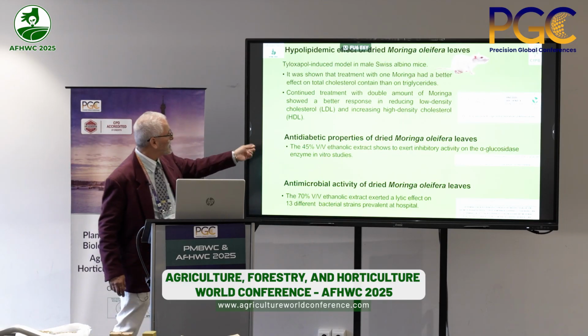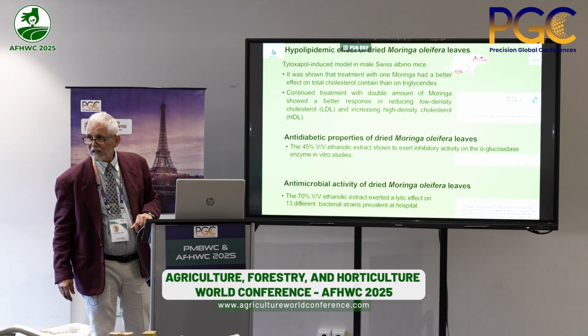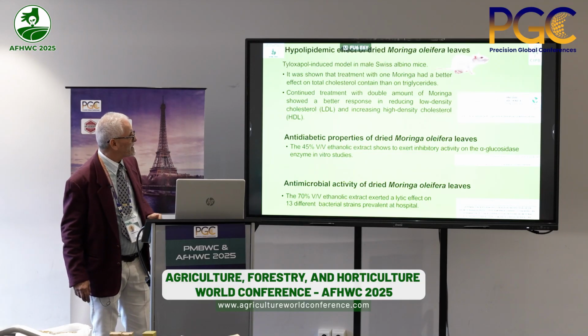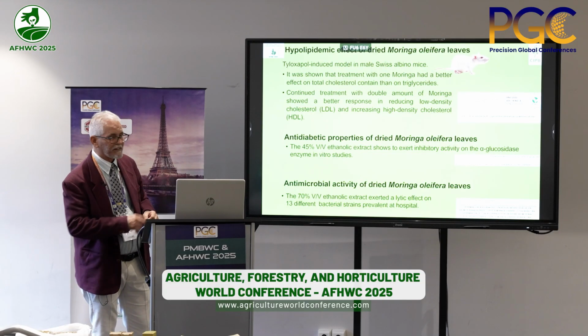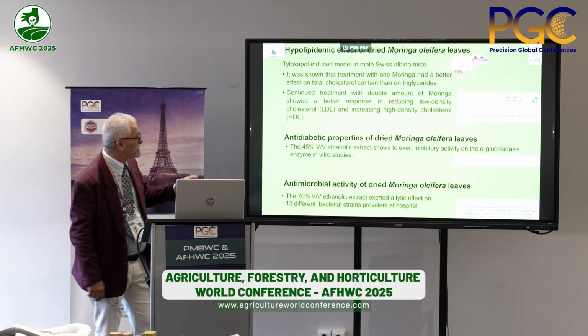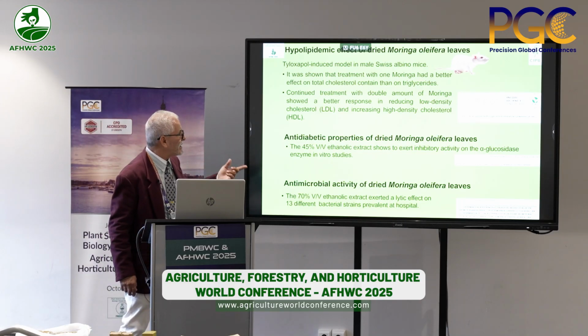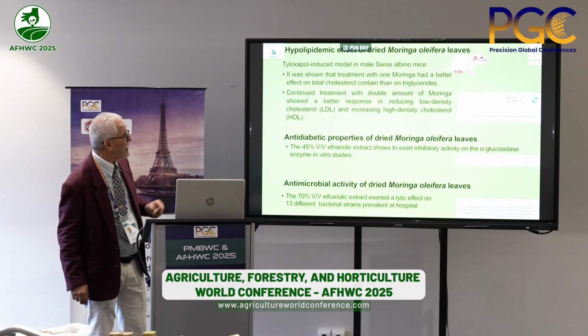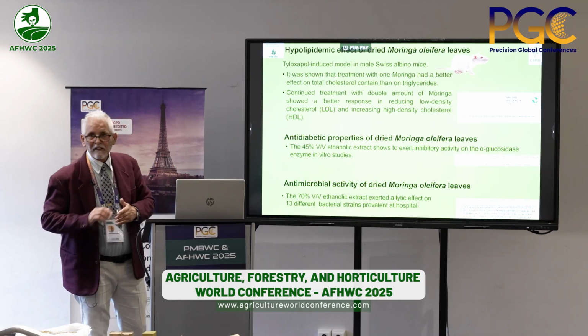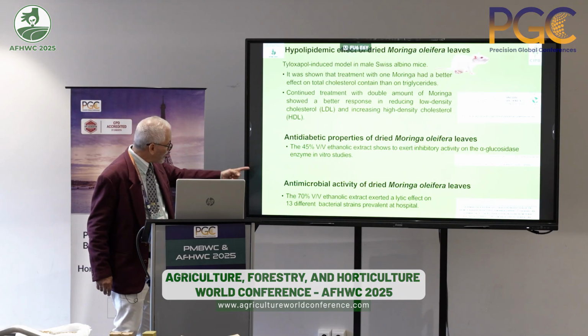Also, we found anti-diabetic property of moringa leaf, that the 45% ethanol extract showed inhibitory activity of alpha-glucosidase enzyme in in vitro studies. Also, antimicrobial.